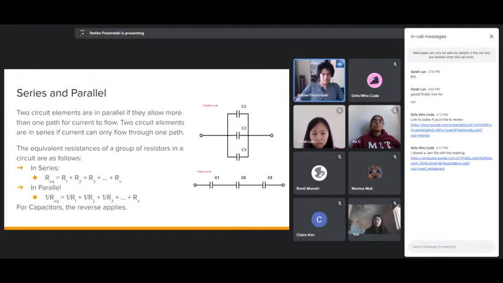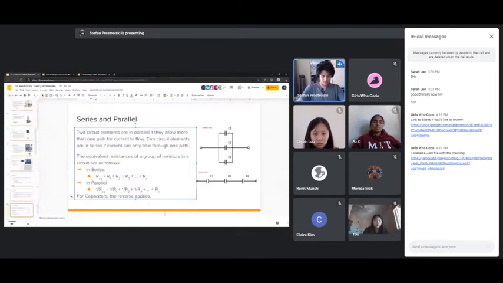Depending on whether they are in series or parallel, the equivalent resistance of a group of resistors is going to change. For series, you simply add the resistances up, so the equivalent resistance is equal to the sum of the resistances of the resistors in series. In parallel, things get a little bit trickier. 1 over R equivalent is equal to 1 over R1 plus 1 over R2 plus 1 over R3, and so on. I need to fix something on here. This is actually 1 over Rn, as it just goes on.